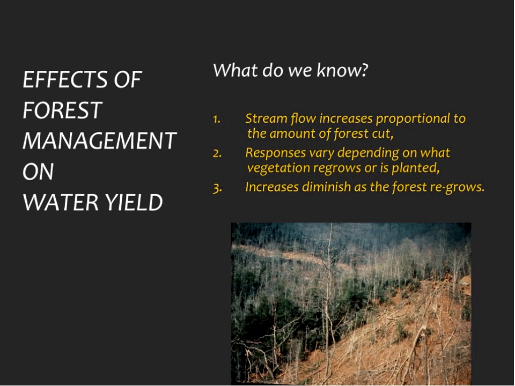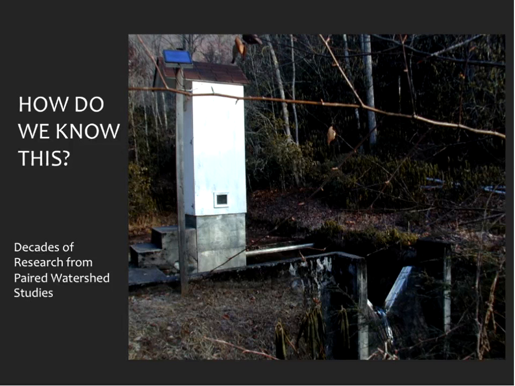So I'm going to start with just sort of 3 statements about what we know. And what we know is that stream flow increases after cutting are proportional to the amount of forest that's cut. How that responds and how long it responds depends on what vegetation regrows or what is planted behind it, and that the responses are dynamic, and that the earliest responses right after cutting diminish as the forest regrows. And we know this from long-term, and I mean 60, 70-year-old studies, so decades of research from paired watershed studies, not only in the South, which is where I'll use as examples, but from watersheds all over the continental United States, as well as Puerto Rico and Alaska, so all over the United States.